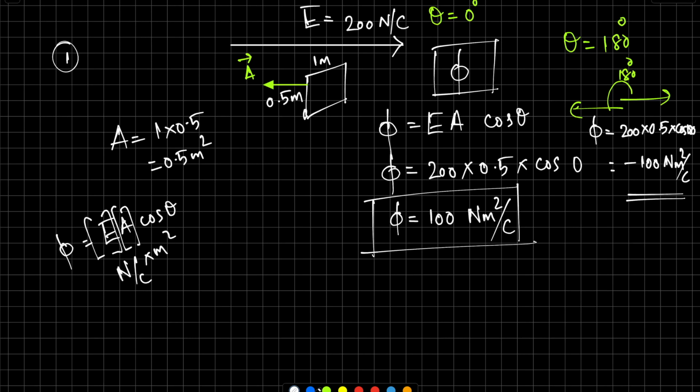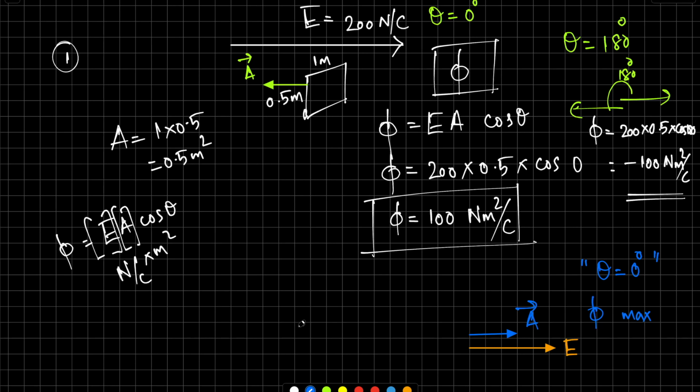I'm going to use orange color for electric field and blue color for the area vector. If electric field and area vector are in the same direction, then phi will be maximum. Or if the angle theta is 0 degrees, phi will be maximum.